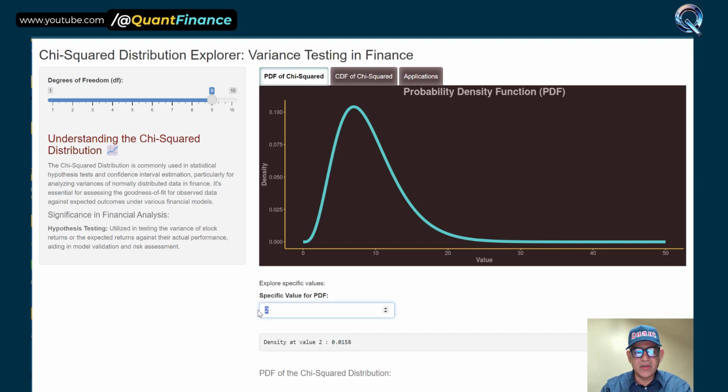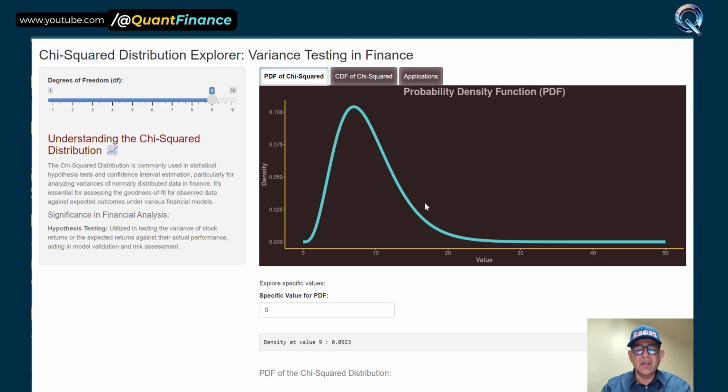Here I can change the value of x to, say, 9, and then you see that the probability has increased. It is 0.0923 at approximately 9, and the degrees of freedom are also 9. So this way the app dynamically adjusts the values of degrees of freedom and x, and it gives us the probability density function.